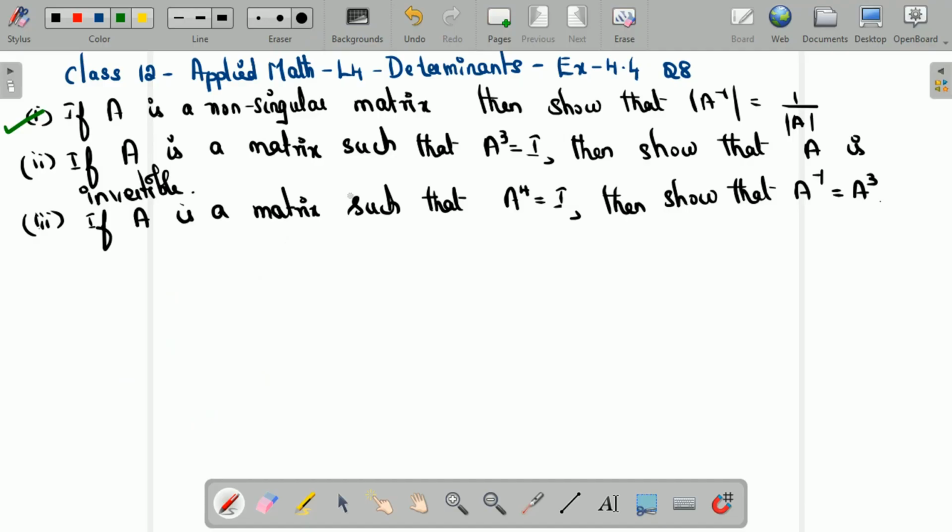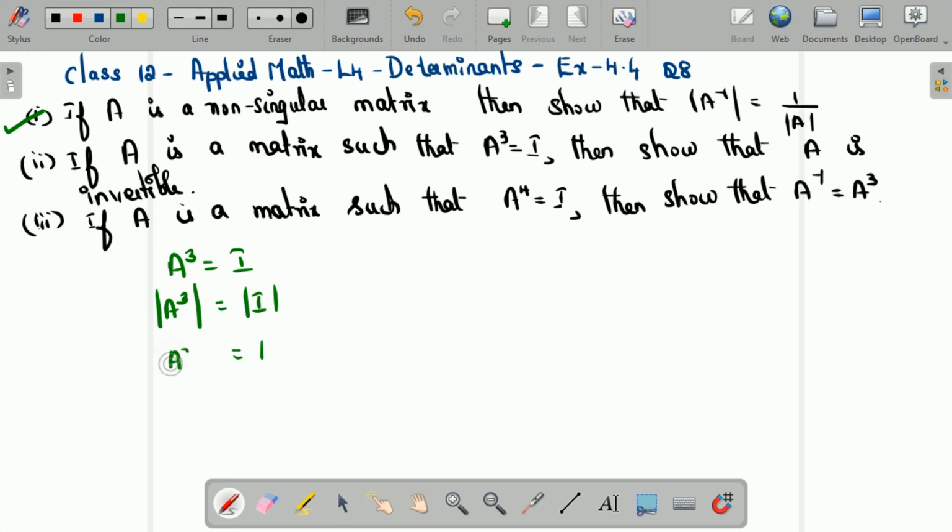If A is a matrix such that A cube is equal to I, then show that A is invertible. See, when you have to show a matrix is invertible, that means its determinant value should not be equal to 0. Anything other than that is fine. So let's write out the given statement. They have told that A cube is equal to I, which means determinant of A cube is equal to determinant of I. So determinant of I is equal to 1.